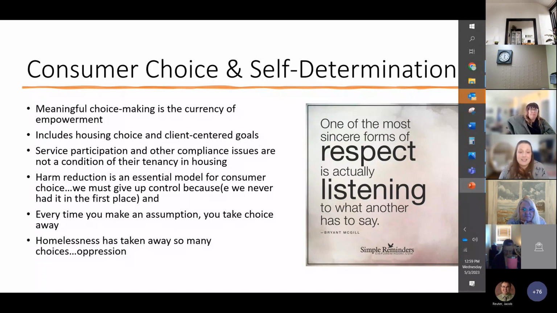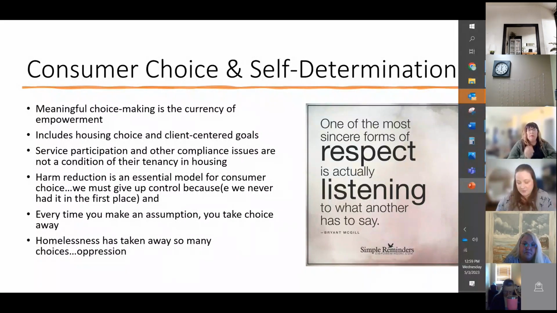Homelessness has taken away so many of people's choices. It's truly where homelessness is this social injustice. It's this oppression, because the things that people can access are so different when they're homeless. I have more in the next slide, so I might just go.